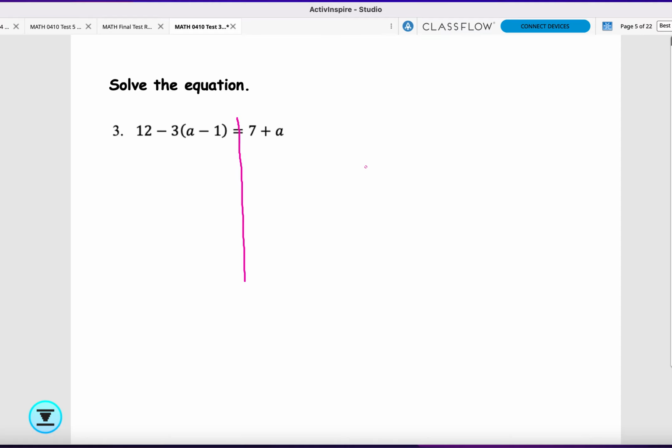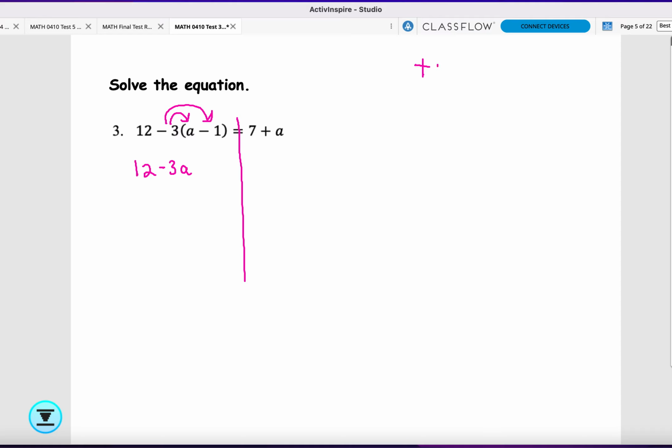First, we have to distribute if we can. Nothing can combine here since 7 and a are not like terms, but we could distribute this negative 3. Bring down the 12. Negative 3 times a is negative 3a. Negative 3 times negative 1.